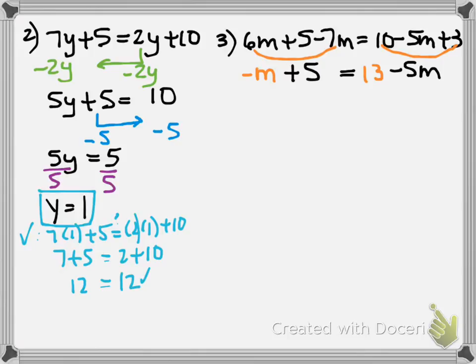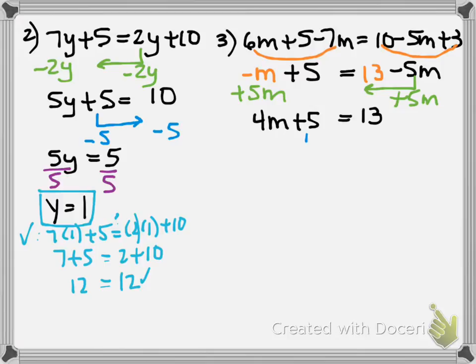You bring the 5m to the left. Exactly. I'm going to go that direction with the negative 5m. So the opposite of a negative 5m would be a positive 5m. So I'm going to add 5m to both sides. So that gives me 5m take away an m is a 4m. And we're left with 13 only on the other side.